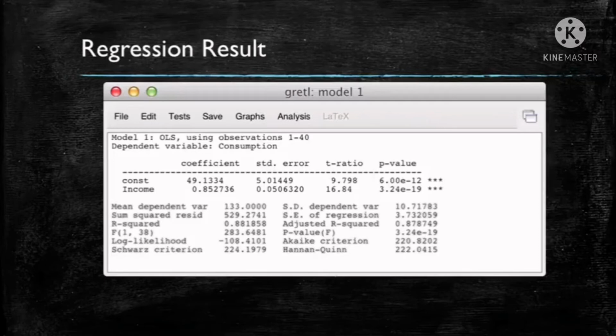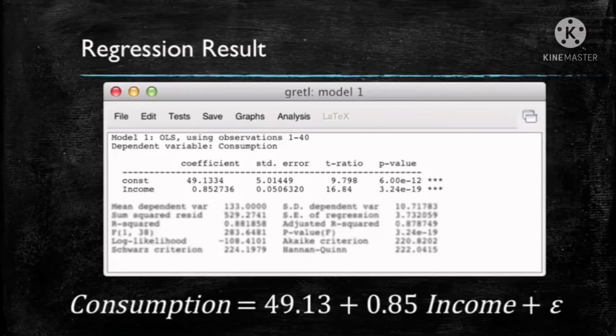For now, don't worry about all the numbers you see here. We will learn about them later. Focus on the coefficients, which are 2. And Gretl is indicating that our constant term is 49.1334 and that the coefficient for income is 0.852736. If we wrote this into our equation, we would find that consumption is equal to 49.13 plus 0.85 times income plus the error term, which is going to be very important.